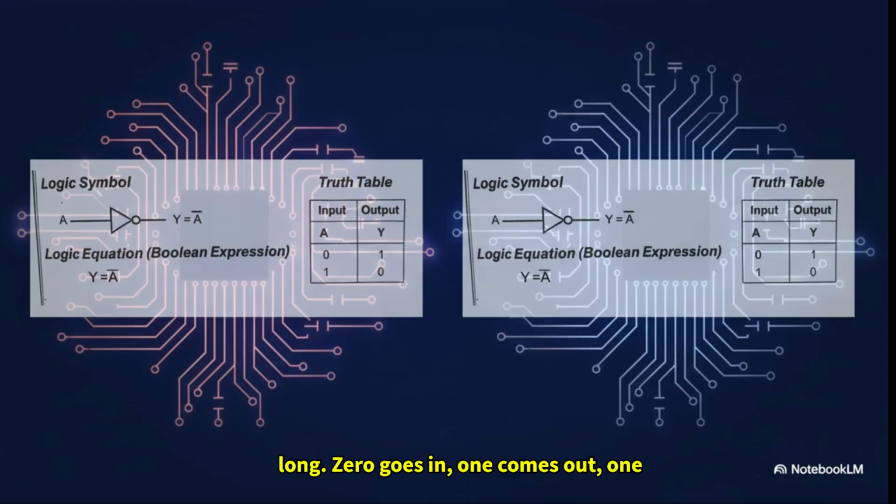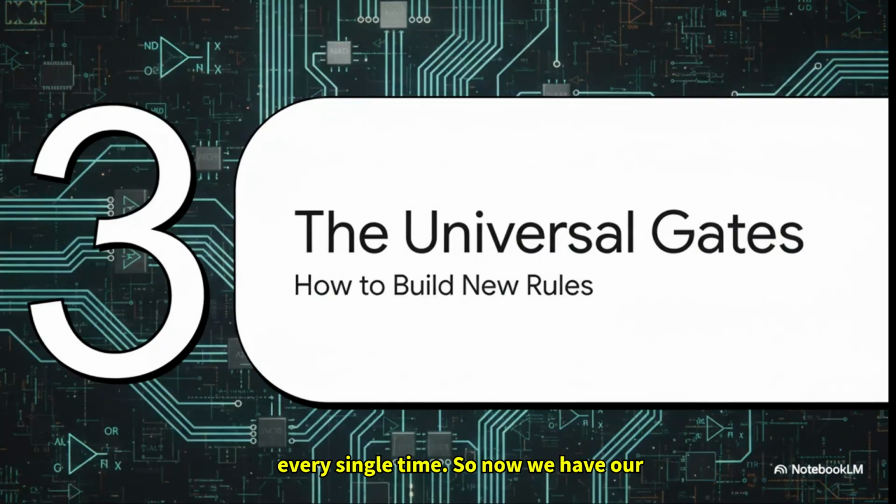1 goes in, 0 comes out. A perfect flip every single time. So now we have our 3 basic building blocks. But here's where things get really, really clever. What happens when we start snapping them together?